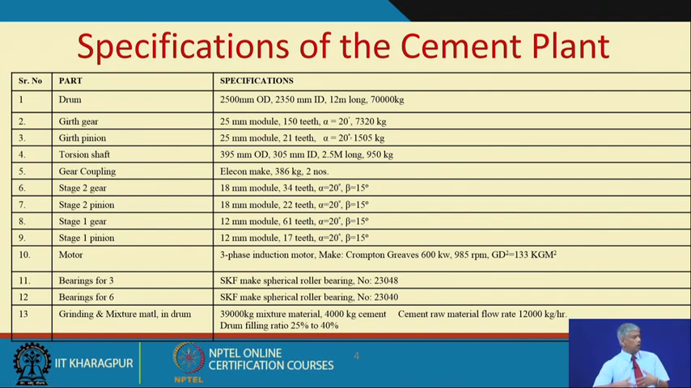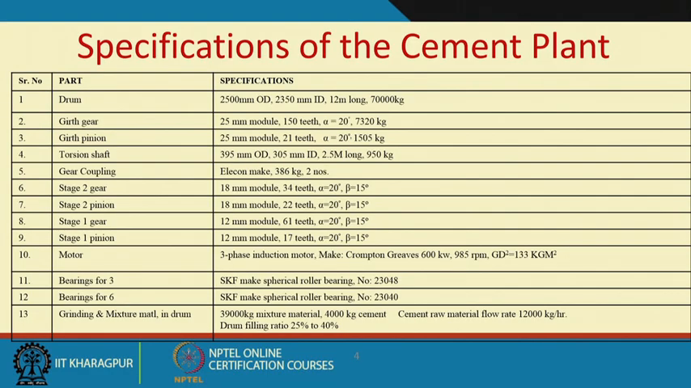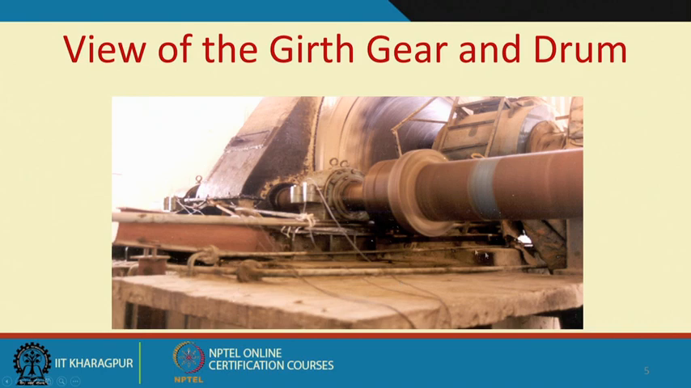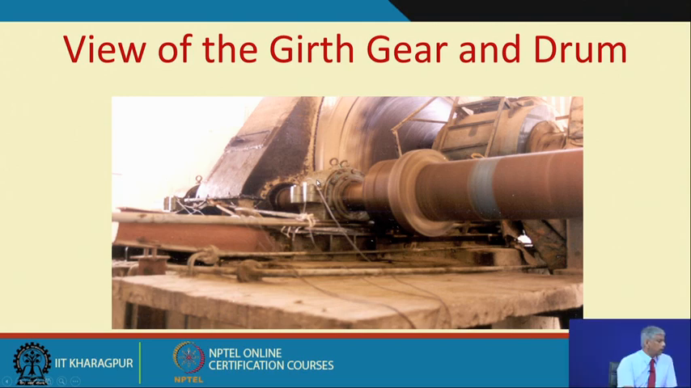So, this works around the clock, and of course we have many cement plants in our country which run off the fly ash from power plants and so on, and this is used to make such cement. And if I show you, because I was talking about data recording in the previous class, this is the girth gear, and this is the drum which is actually rotating, and this is the torsion shaft and the coupling.